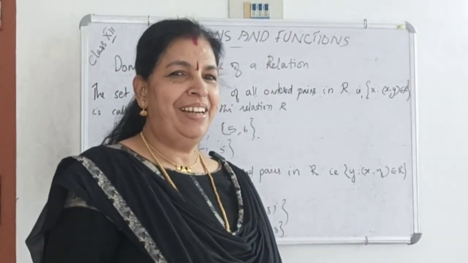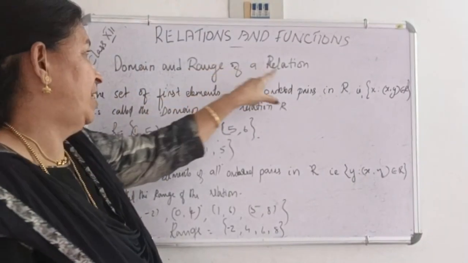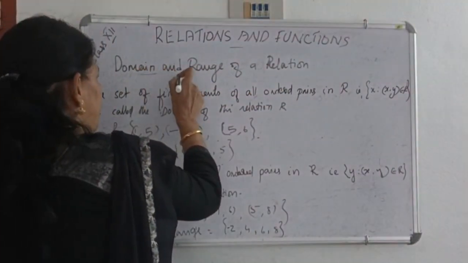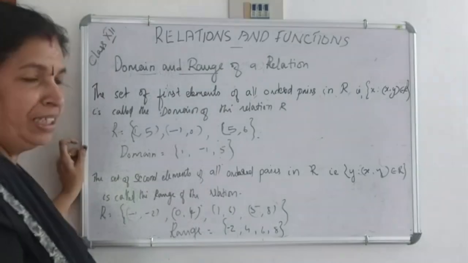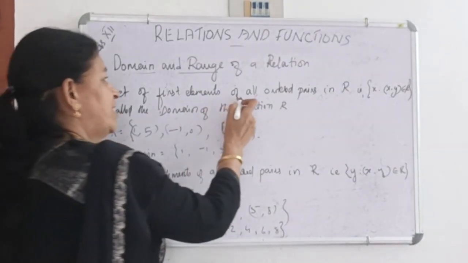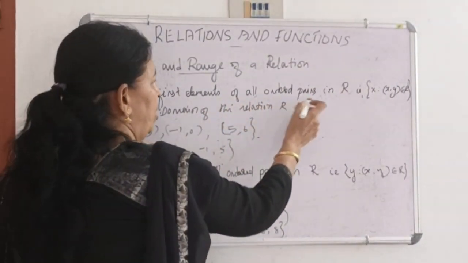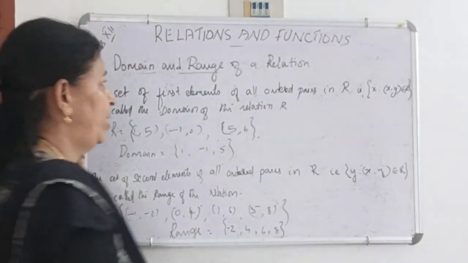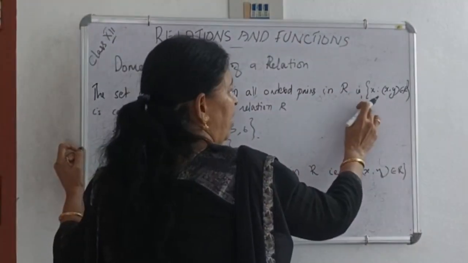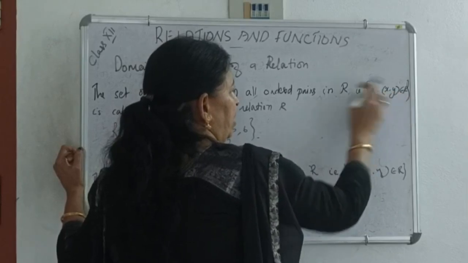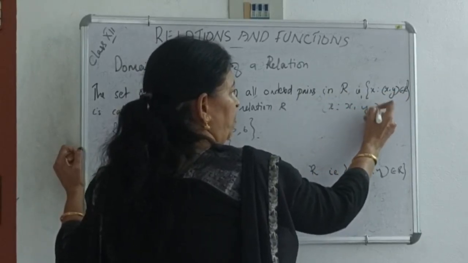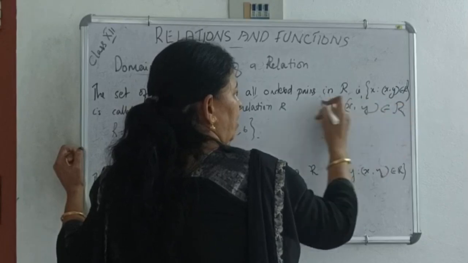Domain and range of a relation. What do you mean by domain? Two terms, domain and range of a relation. The set of first elements of all ordered pairs in relation R, that is, in set builder form, the set of X such that ordered pair (X, Y) is an element of R.